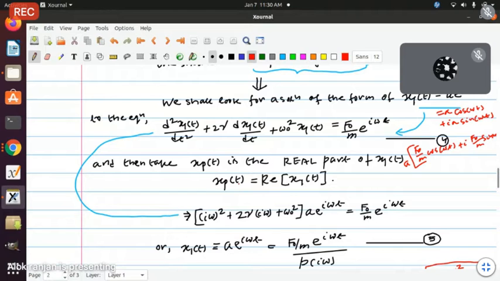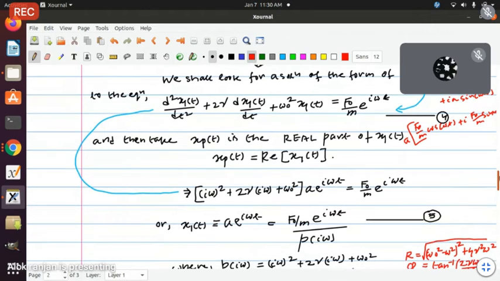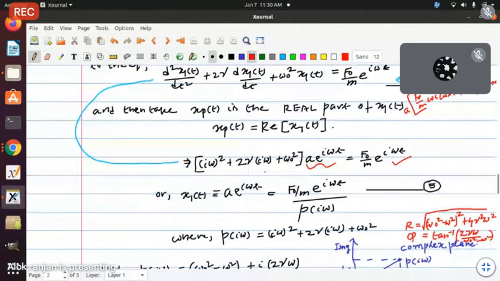Is this clear to everybody? Yes, sir. Okay. So let's do that. When you substitute this in this equation and simplify it, you will end up with this equation. And then a e to the power i omega t is nothing but f naught over m e to the power i omega t divided by p of i omega. So it is only mathematics, right? p of i omega is another function, which is nothing but the term sitting in the square bracket.